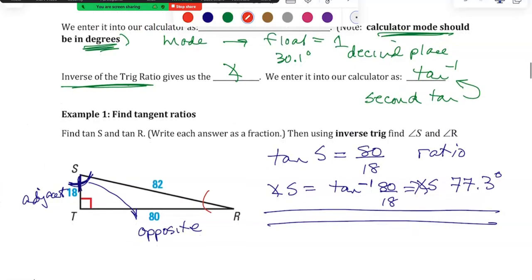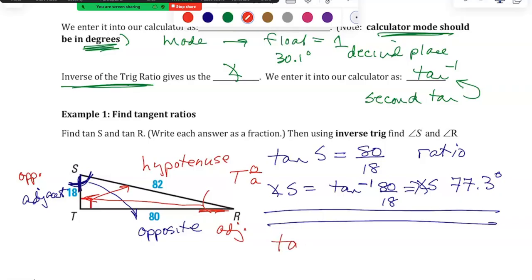So from angle R's perspective, across the pond is going to be the opposite. Next to it is going to be the adjacent. This across from the right angle is always the hypotenuse, and we're not using that for tan because tan is opposite over adjacent, and there's no hypotenuse. So the tan of angle R equals the following ratio: opposite over adjacent.